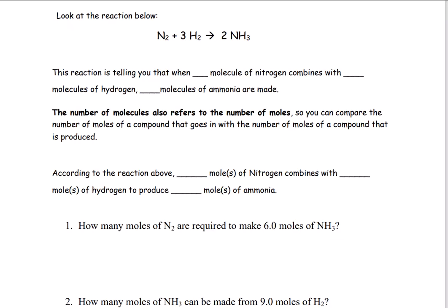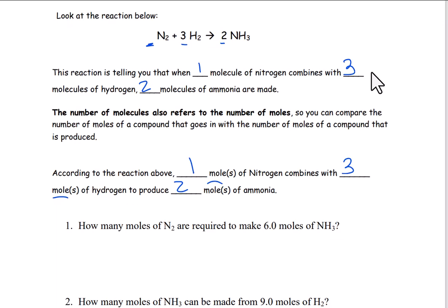Given your reaction, the reaction is telling you that when you have one molecule of nitrogen, because there's no coefficient, it's going to combine with 3 molecules of hydrogen to produce 2 molecules of ammonia. The number of molecules also refers to the number of moles. So we can compare the number of moles of a compound that goes with the number of moles of a compound of a product. According to the reaction above, 1 mole of nitrogen combines with 3 moles of hydrogen to produce 2 moles of ammonia.